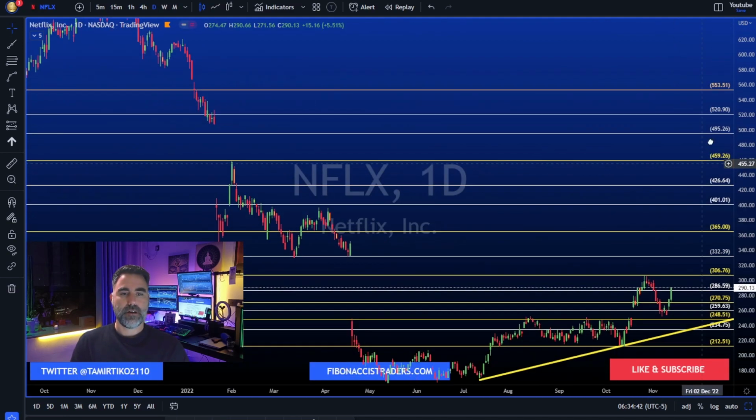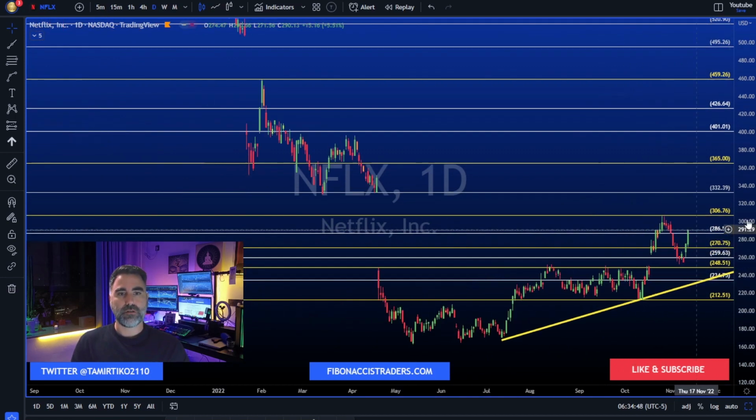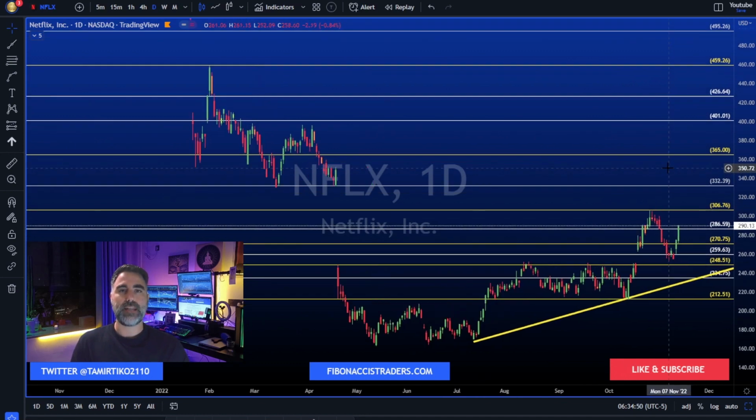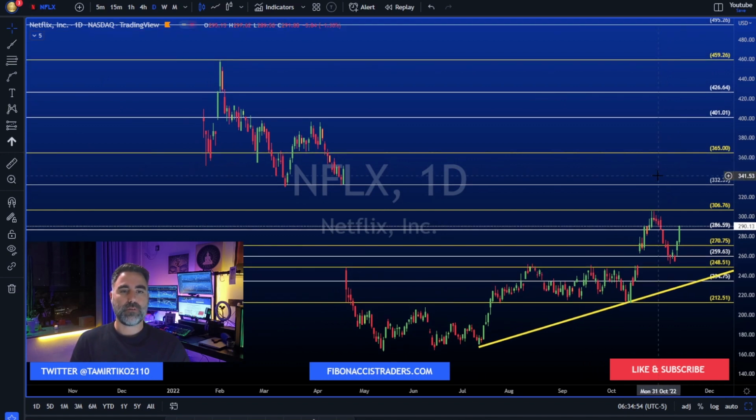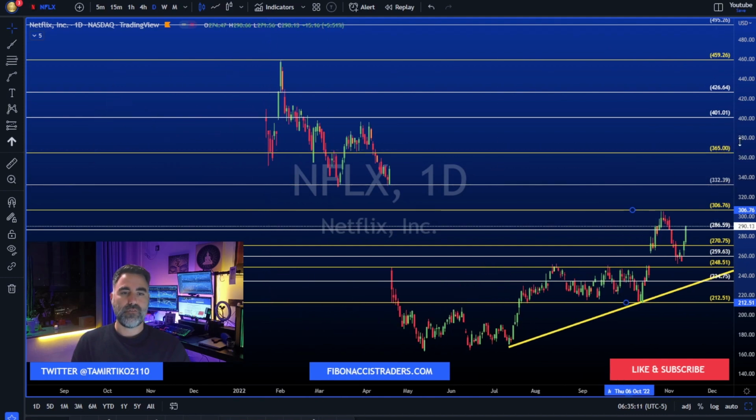Netflix, after earnings, big gap up, went all the way, closing the gap, because we know that more than 80% of all gaps are getting filled throughout time. So this gap got filled, and now all the way to the upside, 306 is the level that we need bulls to break up and above. Once they do it, this gap here at the 332 will get filled.